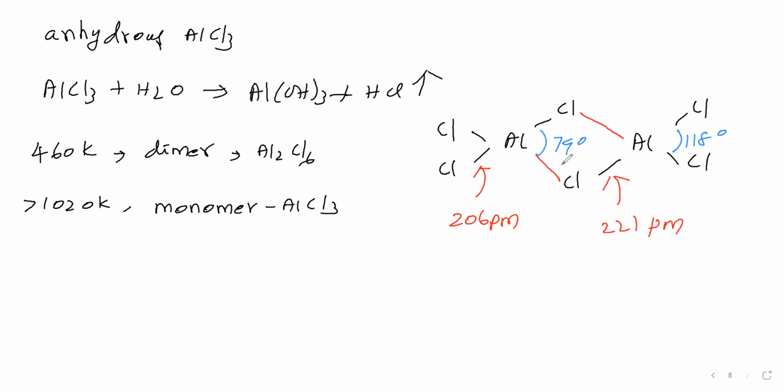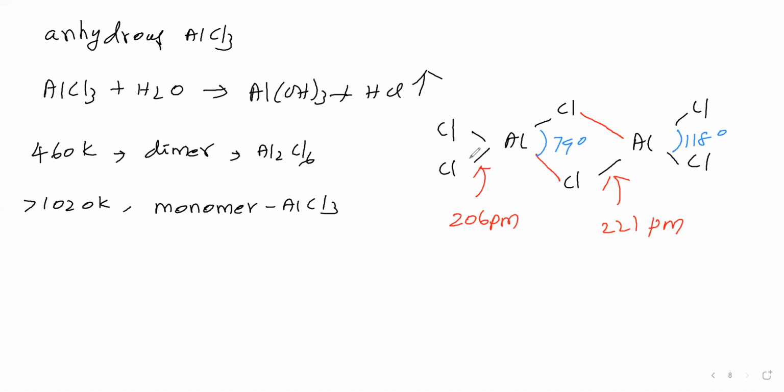Why? That we'll see. Here the bond angle is less. Why? Because here the bond length is more, so the electron cloud density is less. Density is less means repulsion is less. The repulsion between these two electron clouds is less. Therefore, the bonds come closer, so the bond angle is less.